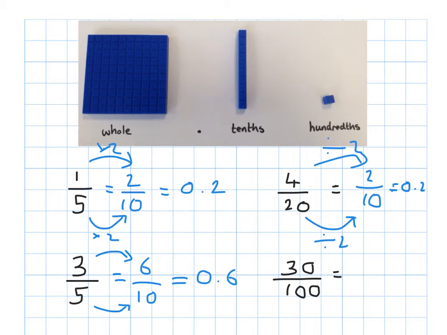Over here, a little bit different again, but I've got 30 hundredths, which means I've got 30 of these small pieces. Two ways you can think of it. You can think, well, if I had 30 of these, 10 of these would make one of these, 20 of these would make 2 of these, 30 of these would make 3 of these, so I'd have 3/10, or 0.3. Or I can use a similar method again, so divide the bottom by 10, divide the top by 10, the numerator, it gives me 3/10, or 0.3.